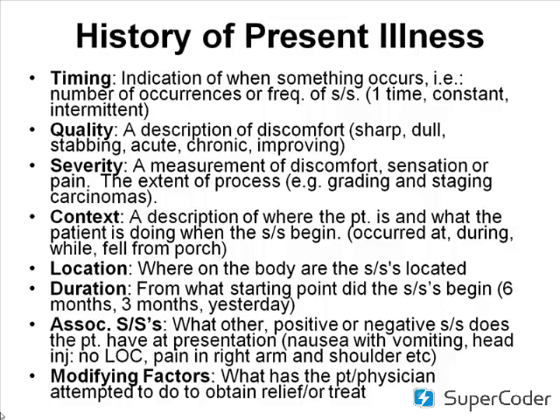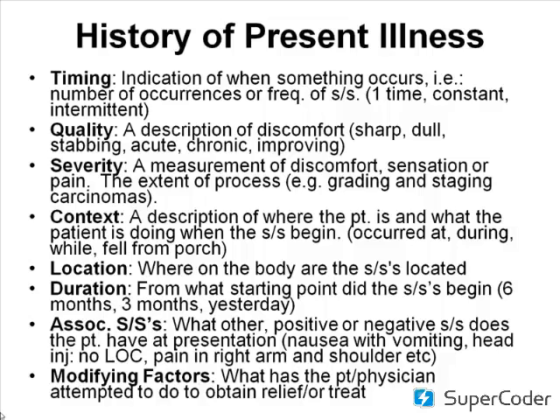There are 8 HPIs, but understand that CPT does not recognize duration. CMS, Centers for Medicare and Medicaid Services, does. And so I always go by Medicare rules and regulations, which is basically what everybody follows out in the industry. So first we have timing. This is how often does something occur. One time, constant, intermittent. We have quality as a description of discomfort.